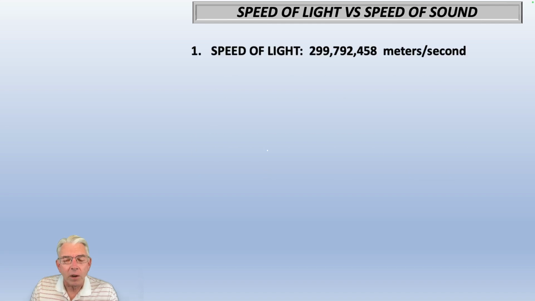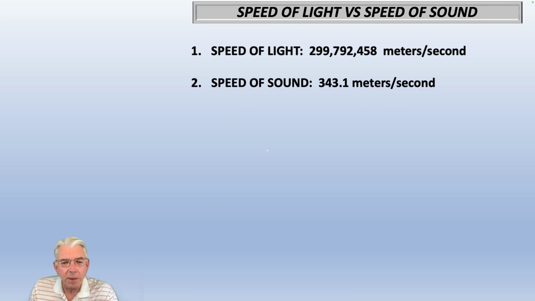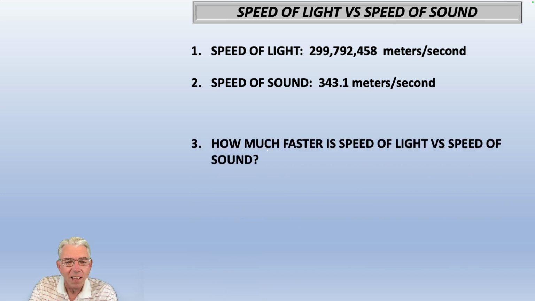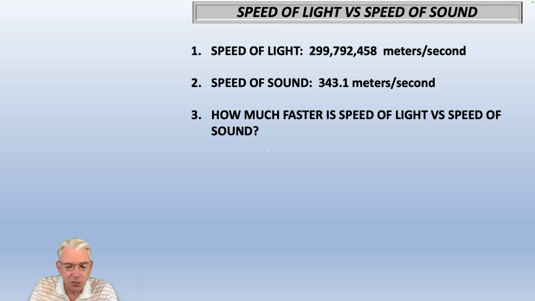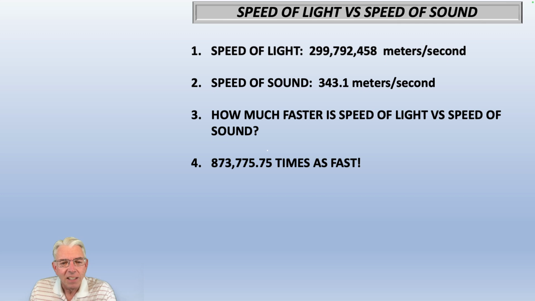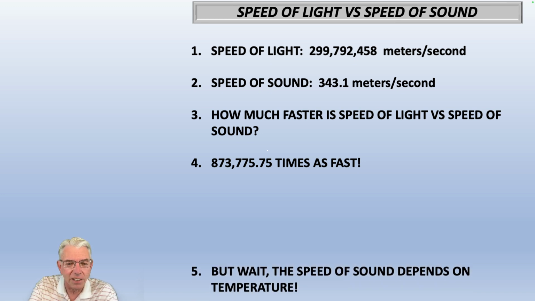We're going to take a look at the speed of light versus the speed of sound. First of all, the speed of light is 299,792,458 meters per second. It's trucking, okay? Now, the speed of sound, by comparison, is 343.1 meters per second, so a good bit slower. How much faster is the speed of light than the speed of sound? 873,775.75 times as fast, okay?